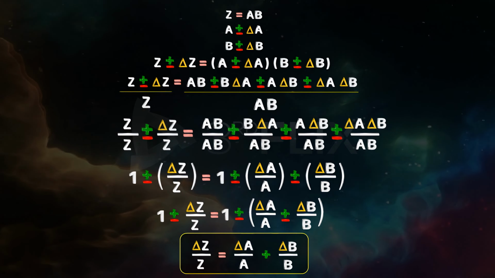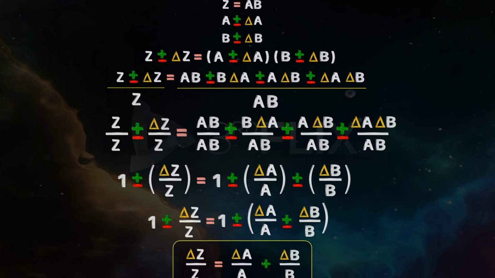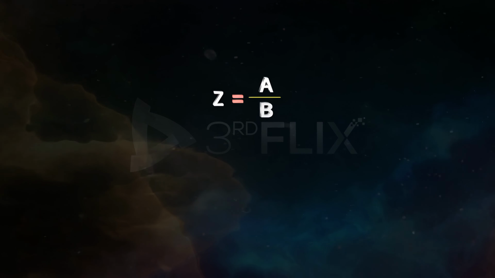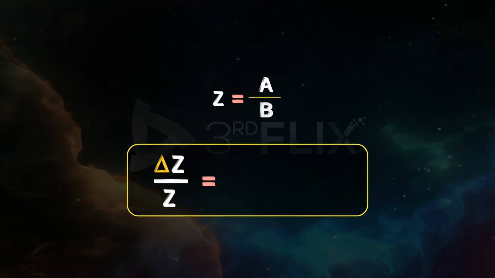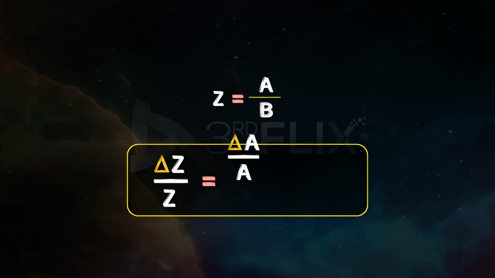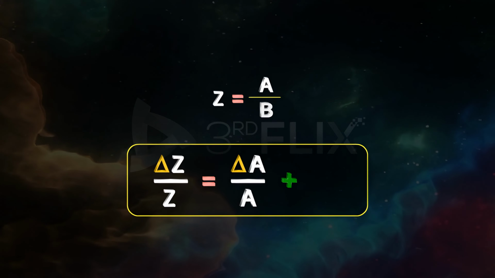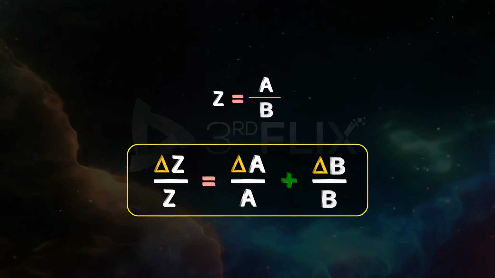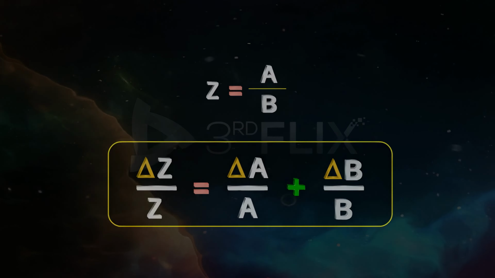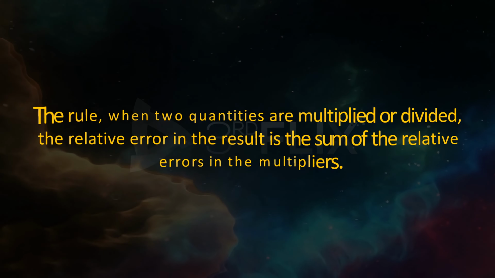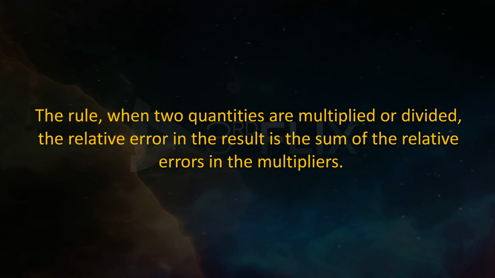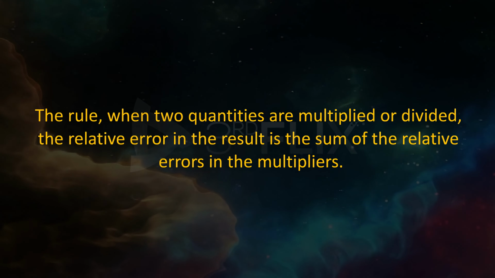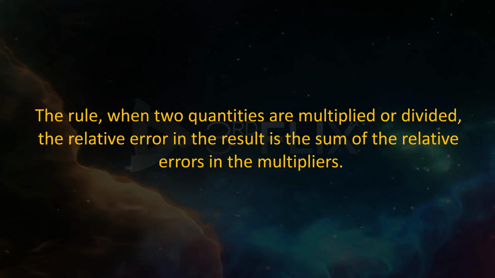The same rule is valid for the error of a quotient as well. If Z is equal to A by B, relative error delta Z by Z is equal to the summation of relative errors delta A by A plus delta B by B. Hence the rule, when two quantities are multiplied or divided, the relative error in the result is the sum of the relative errors in the multipliers.